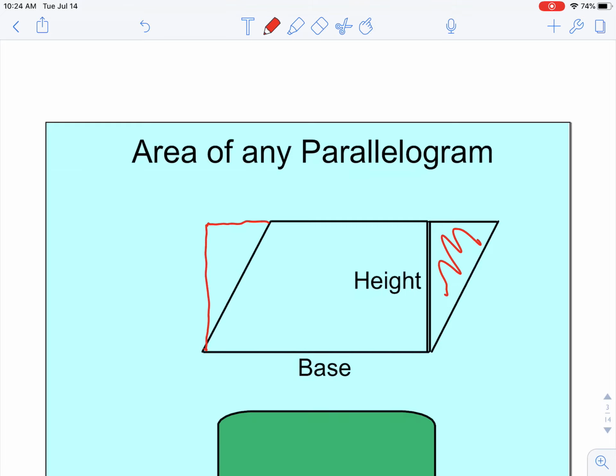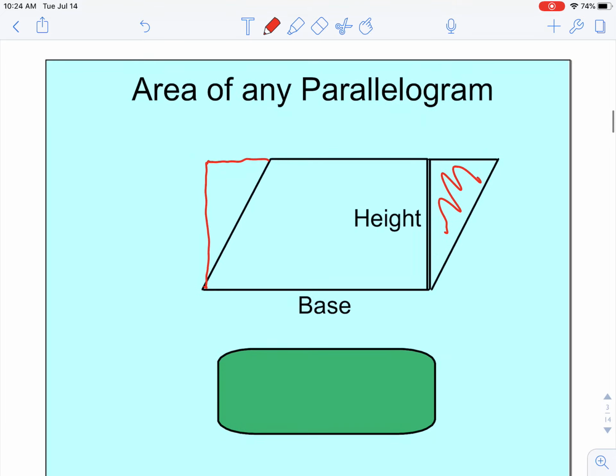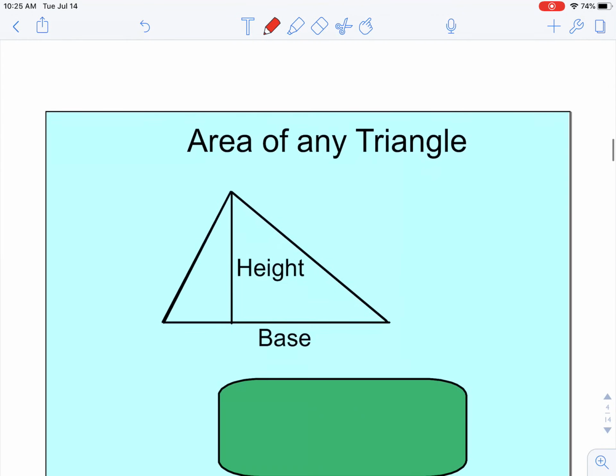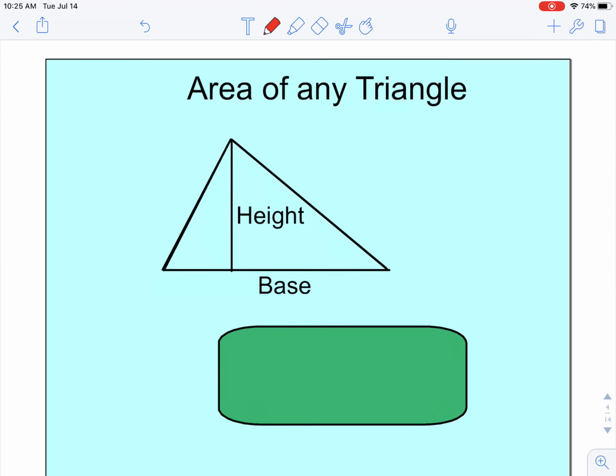A parallelogram, if we take this piece and cut it off and move it over, we basically still just have a parallelogram with a base and a height. Remember, for both of these, our height has to be perpendicular to the base. So for parallelogram and rectangle, it's the same. Area equals 1/2 the base times, sorry, not 1/2, I got ahead of myself. The area is equal to the base times the height for both. I got ahead of myself for triangles.